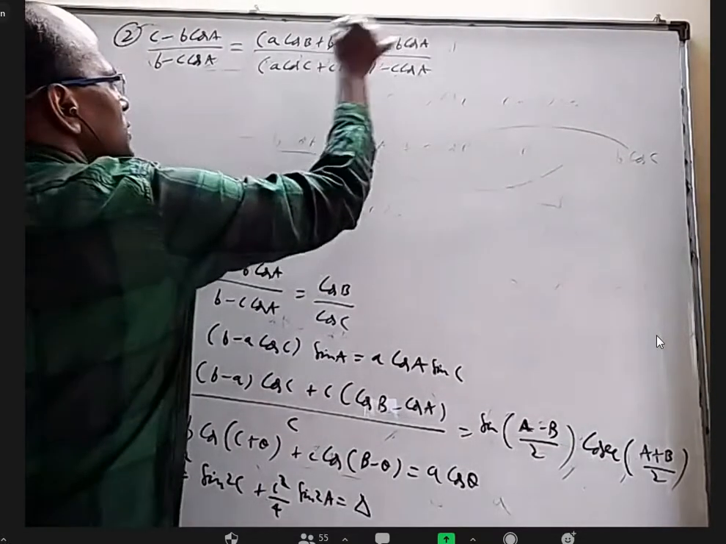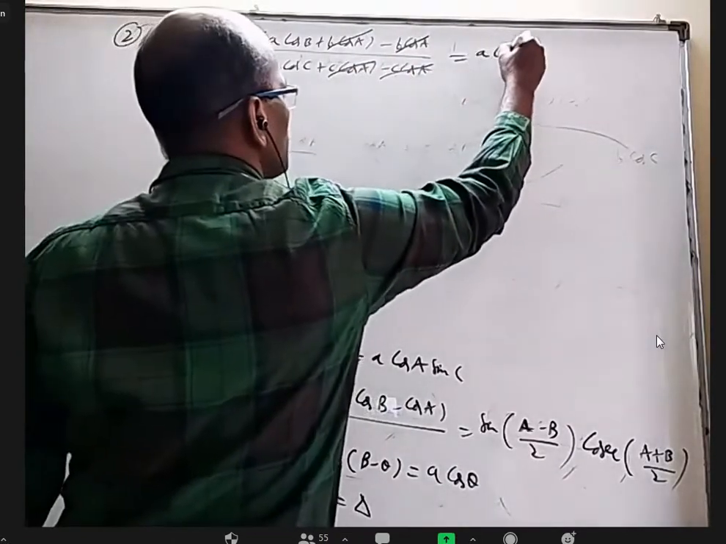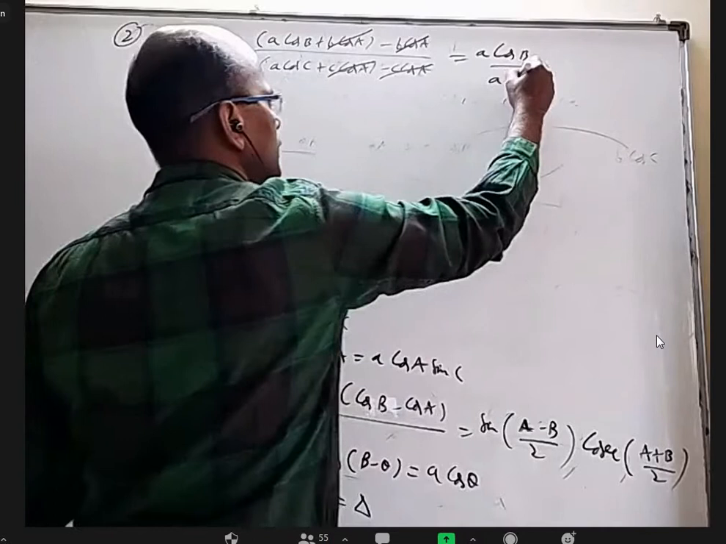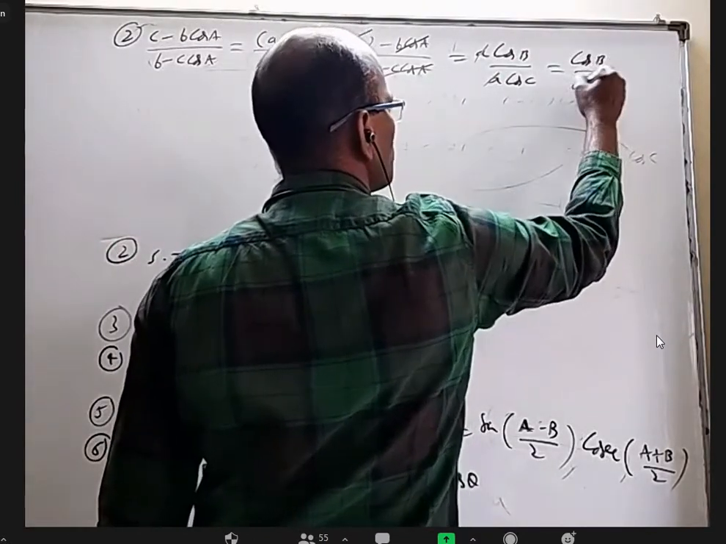Here I can cancel B cos A. Here I can cancel C cos A. I'll be left with A cos B by A cos C. I can cancel A and write cos B by cos C.